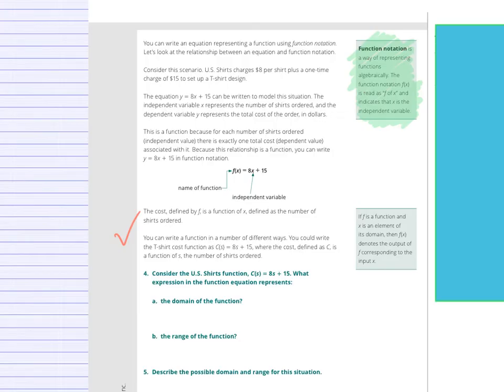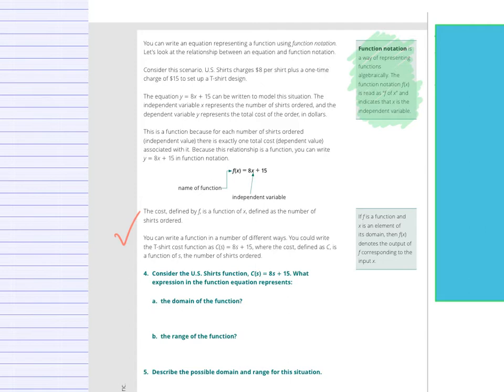All right, now the next thing we're going to learn today is called function notation. I have the definition highlighted over here in green. Function notation is a way of representing functions algebraically. The function notation is pronounced f of x. It's got an f with a parentheses x in the middle, but we say that out loud, f of x. That means a function of x. And that indicates that the x is the independent variable. So, function notation, we're going to practice this real quick.